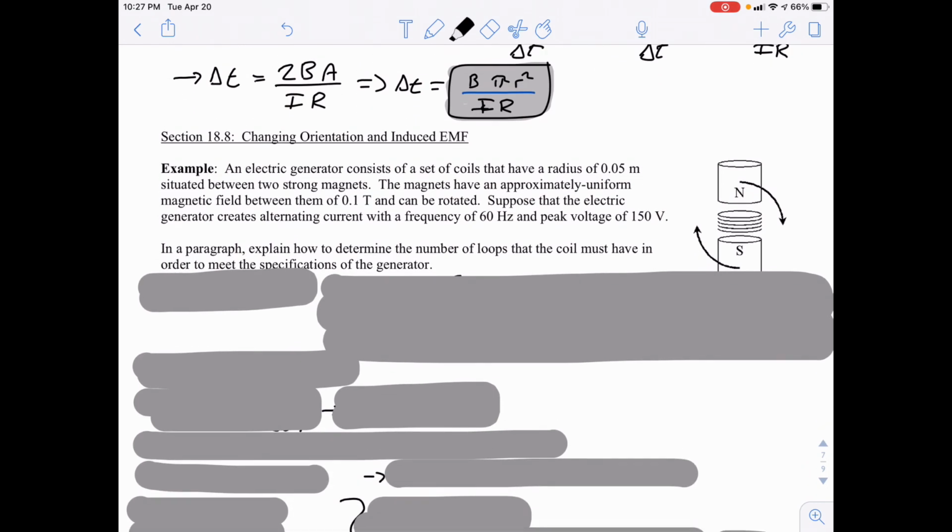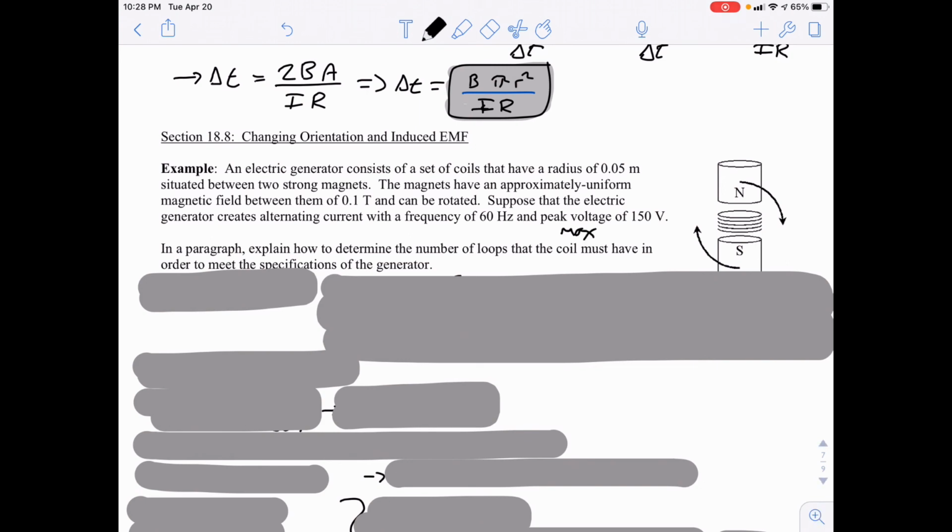Section 18.8, changing orientation and induced EMF. So in this example, an electric generator consists of a set of coils that have a radius 0.05 meters situated between 2 strong magnets. The magnets have approximately uniform magnetic field between them of 0.1 Tesla and can be rotated. Suppose that the electric generator creates an alternating current with a frequency of 60 hertz and a peak voltage, meaning maximum voltage, of 150 volts.